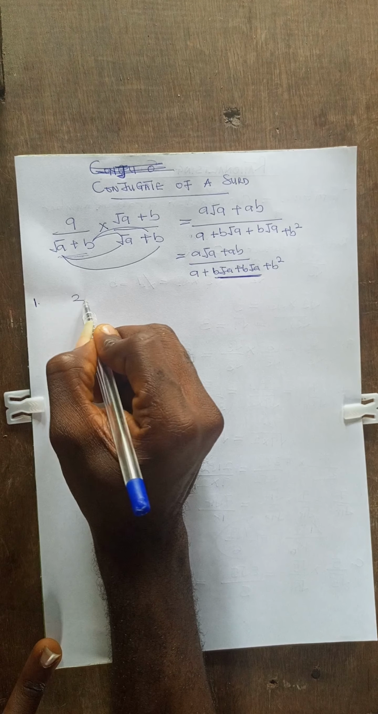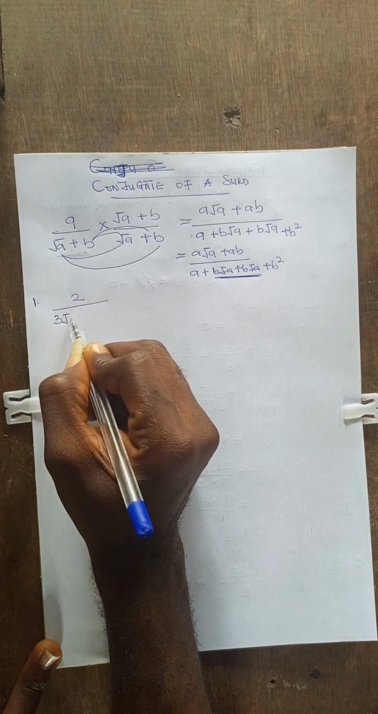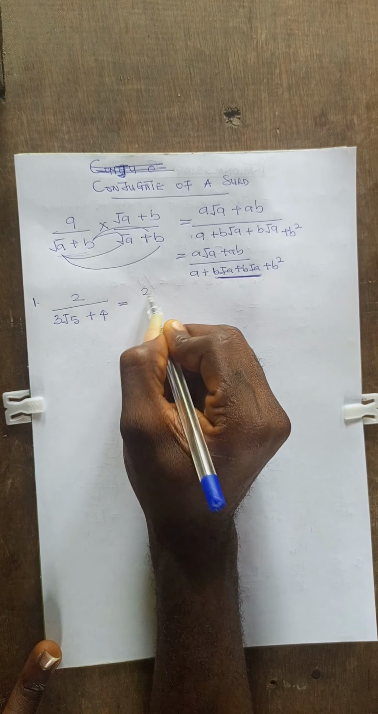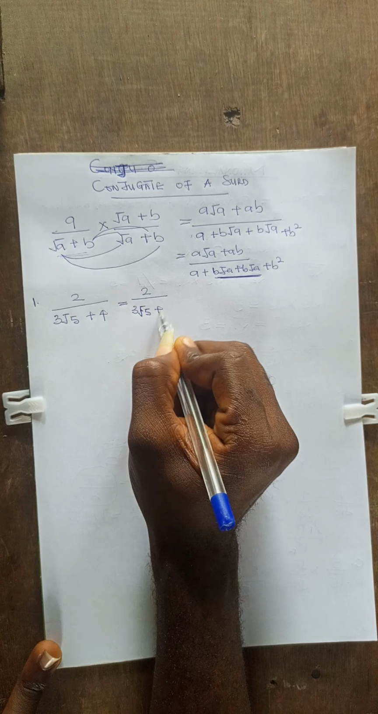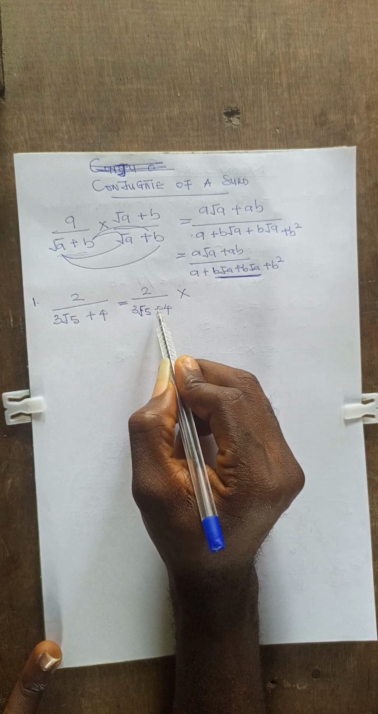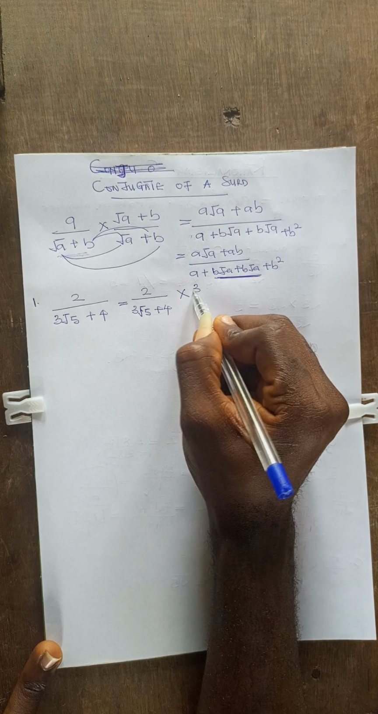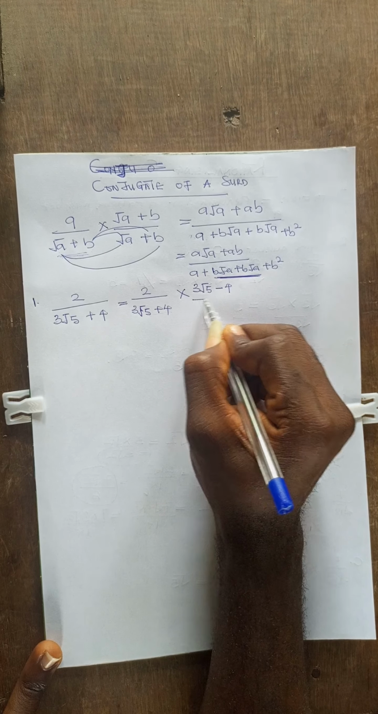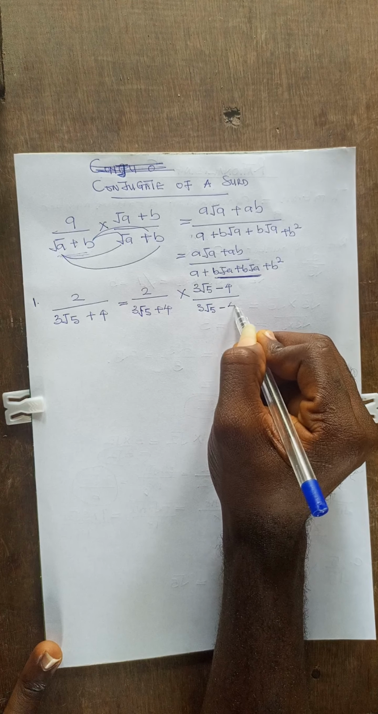So let's say we get 2 all over 3 root 5 plus 4. So this will be equal to 2 all over 3 root 5 plus 4 multiplied by, we will pick the same thing that is here, but we will change this sign here to minus. So you get 3 root 5 minus 4. The same thing for the bottom, 3 root 5 minus 4.